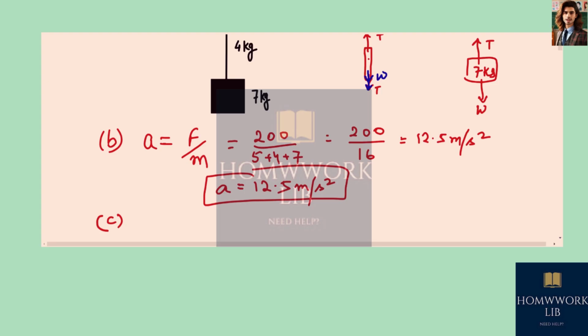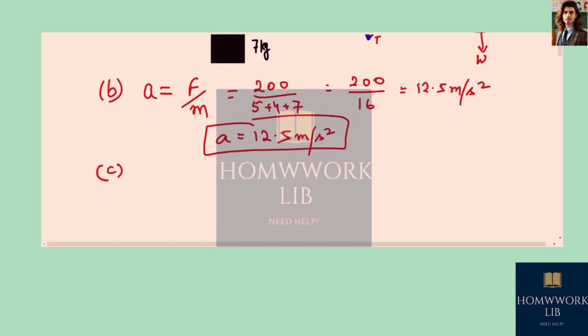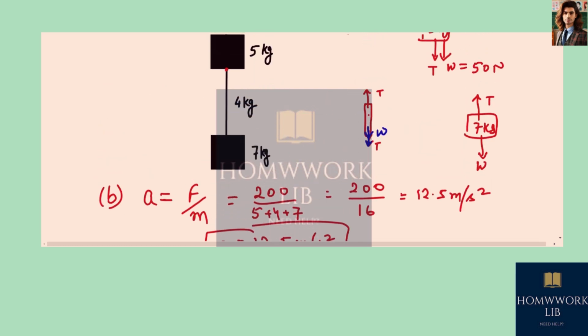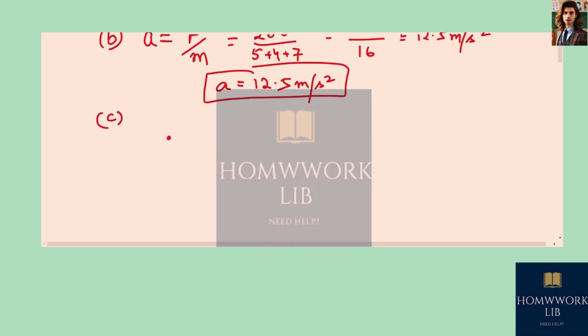And now we need to figure out the tension at the topmost point of the heavy rope. So at the topmost point, if we want to figure out the tension, we will see the free body diagram of this 5 kg object. So there is the weight, that's 50 newtons. There is tension also in the downward direction, and there is applied force of 200 newtons. And because of this applied force, this block moves up with the acceleration which we have computed here.